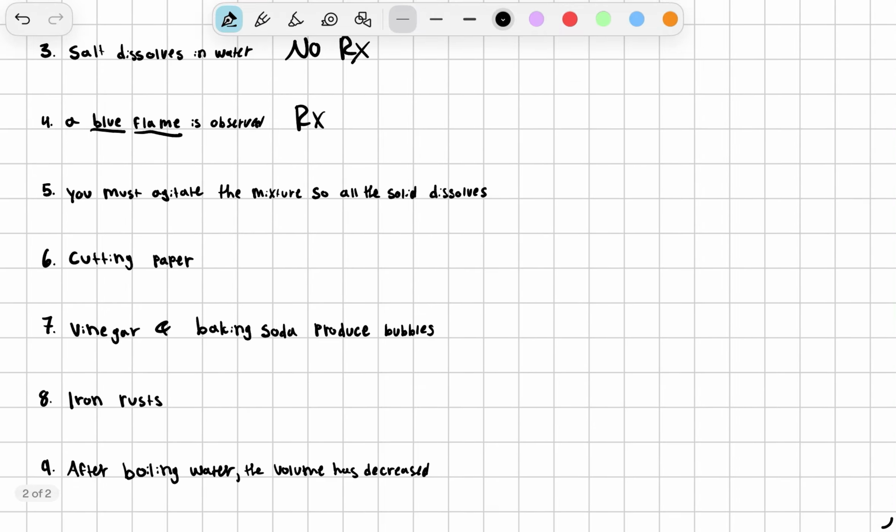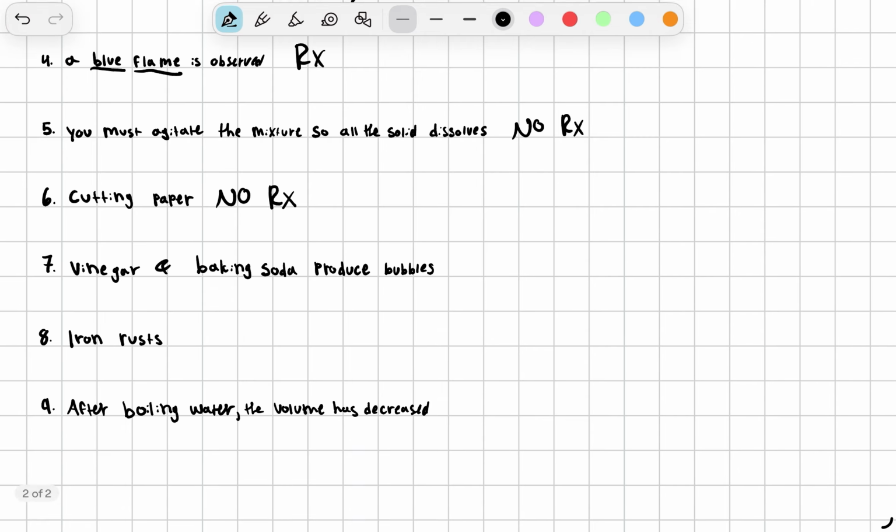Number 5, you must agitate the mixture so all the solid dissolves. This is no reaction, because if this solid were a precipitate, it wouldn't have dissolved in the mixture. Number 6, cutting paper. This is no reaction. This is just a physical change. Number 7, vinegar and baking soda produce bubbles. These bubbles, that's gas production, so this is a reaction.